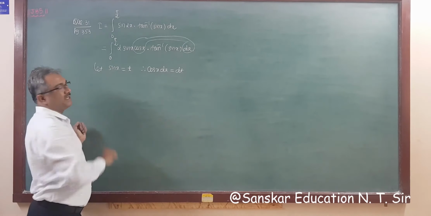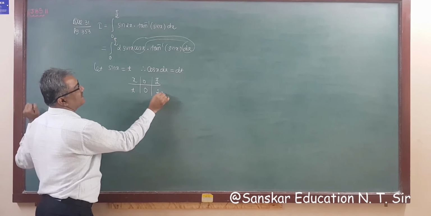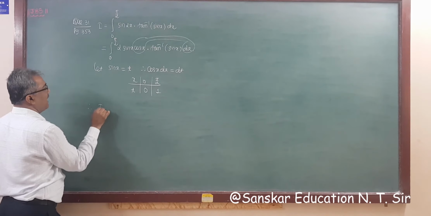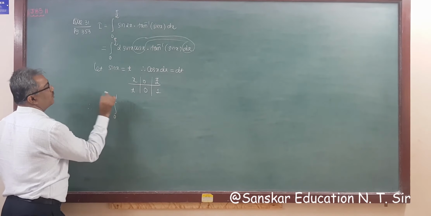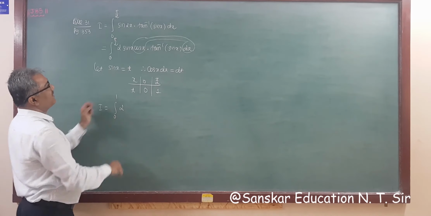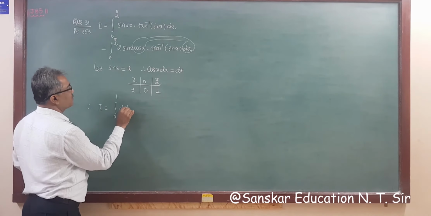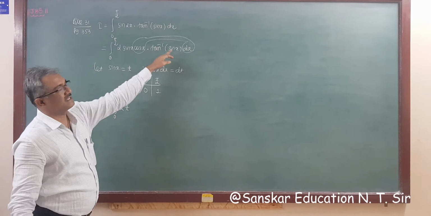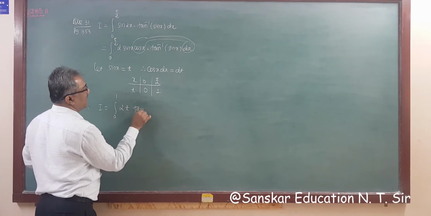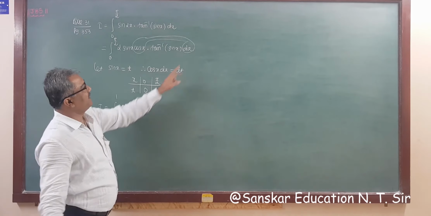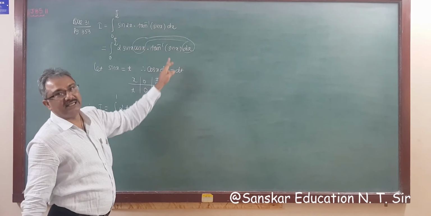Sin x is t. Now this is a definite integration, so we have to change the limit. So x goes from 0 to pi by 2. So sin 0 is 0 and sin pi by 2 is 1. So t is 1. So the new limit will be I is equal to integral from 0 to 1. This is 2. Sin x is t, so this is 2t. Tan inverse sin x is t, so this is tan inverse t. And cos x dx is dt.